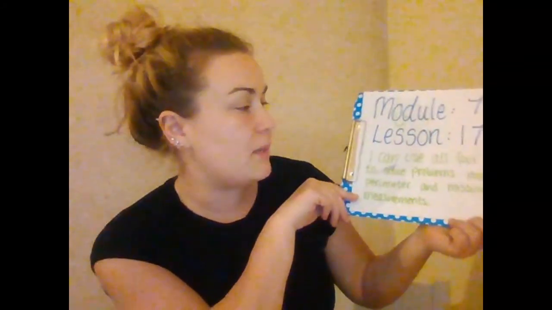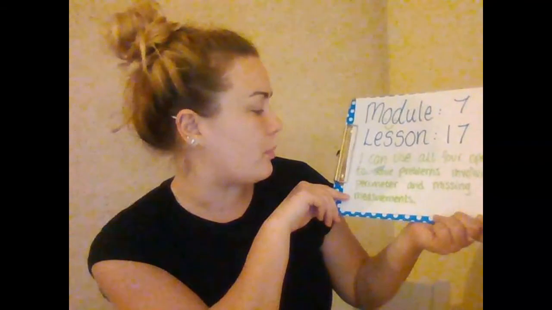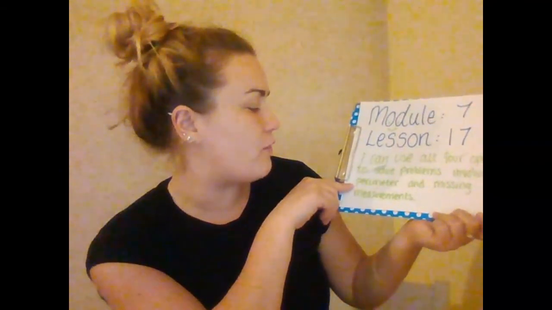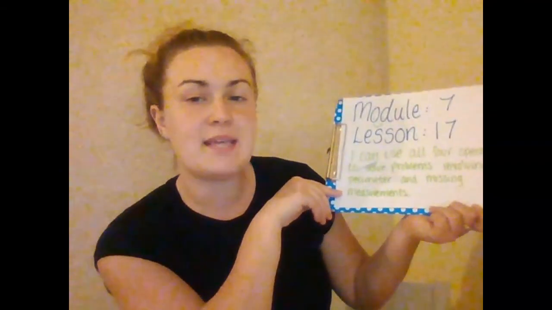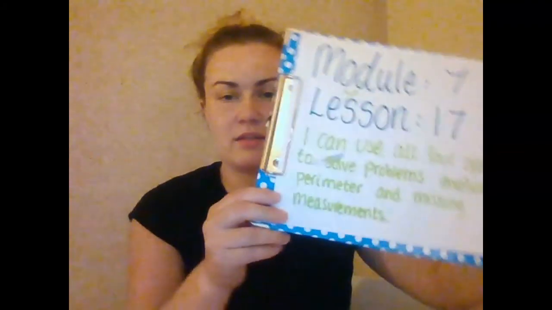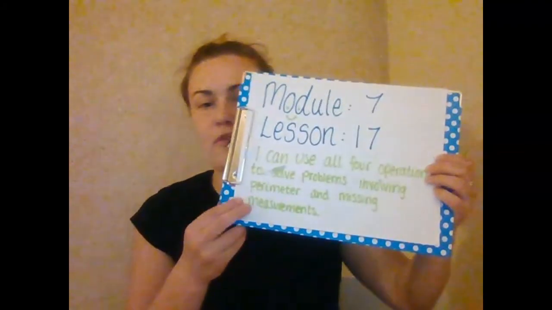Our I can statement is: I can use all four operations to solve problems involving perimeter and missing measurements. This is our I can statement for today. So we're solving the perimeter, but we're also going to have some missing measurements. We're going to really need to take time and look at the details and the information that we have to make sure we're successful in this lesson. So let's go ahead and get started.